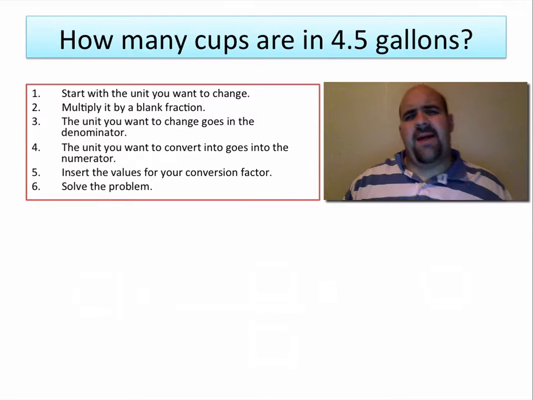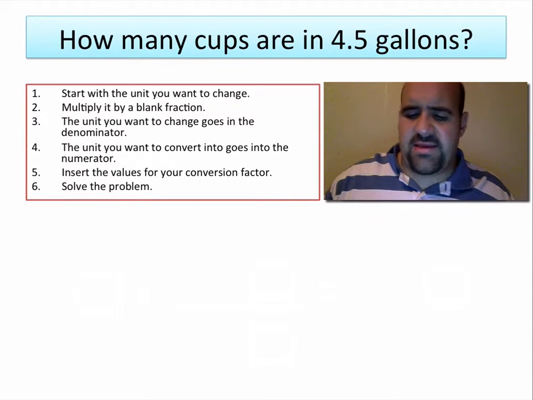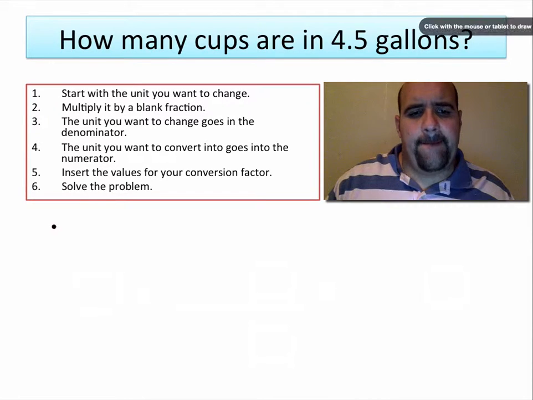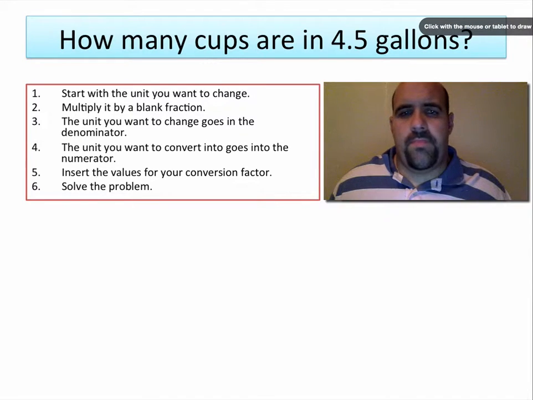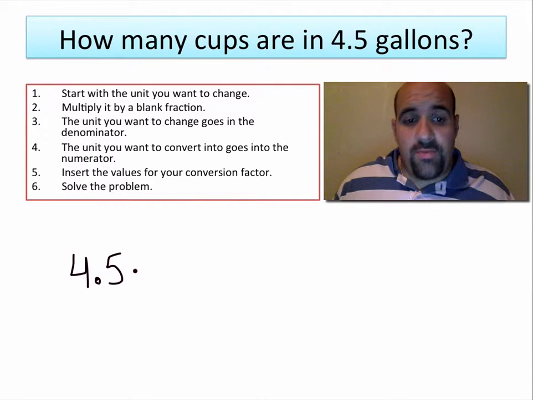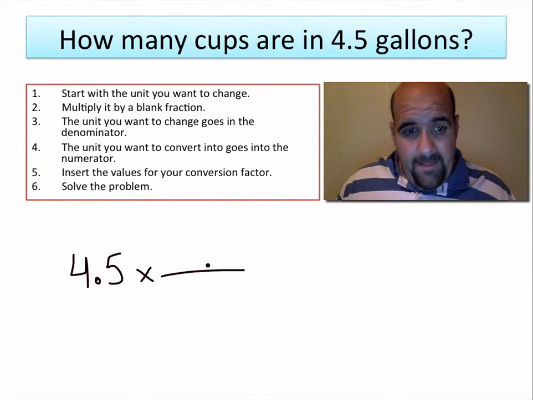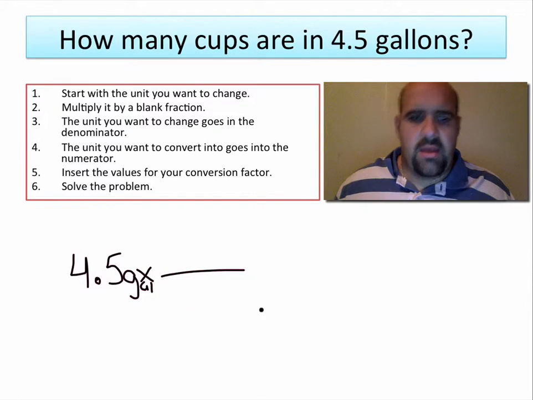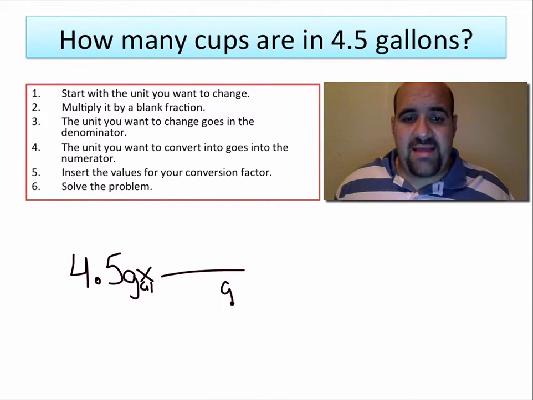But how many cups are in 4.5 gallons? Let's do another one. Well, we have 4.5 gallons to start. We're starting with 4.5 gallons. We're going to multiply it by a blank fraction. I should put a G here. I think it's GAL, actually. And we're going to put gallons down here. We're going to put cups here.